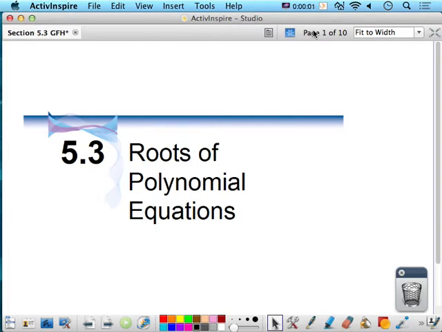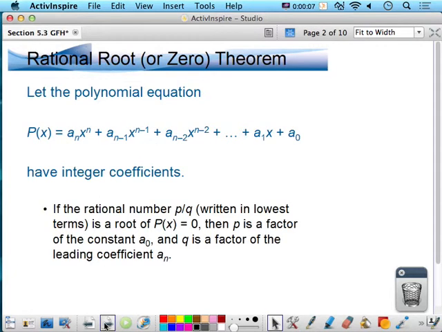Roots of polynomial equations. We're going to start off with the rational root theorem, sometimes called the zero root theorem or the zero theorem. Now, I've never heard it called the zero theorem. I've always heard it called the rational root theorem. But I'm told that some books call it the zero theorem.